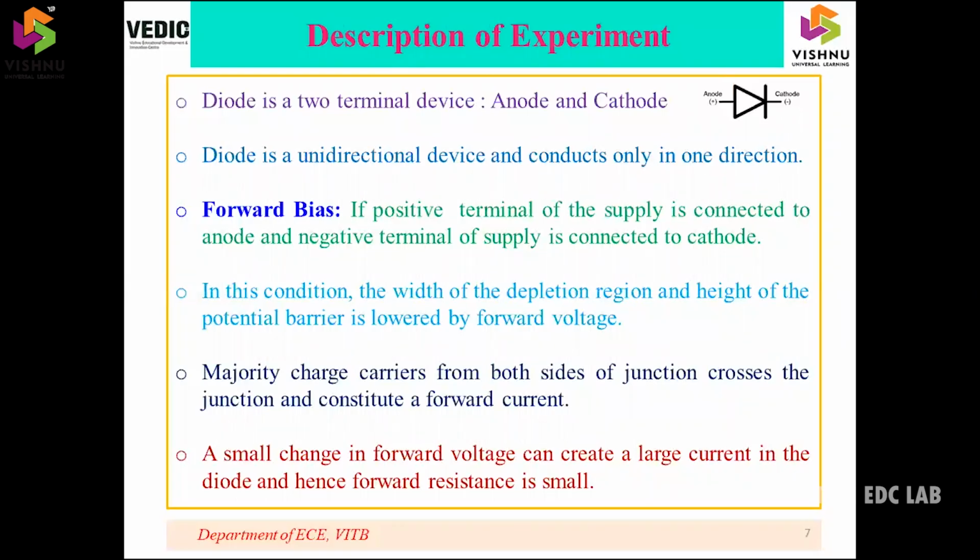Basically, diode is a unidirectional device and it conducts only in one direction. If the positive terminal of the supply is connected to anode, negative terminal of the supply is connected to cathode, then the diode is said to be forward biased. In this condition, the width of the depletion region and height of the potential barrier is lowered by the forward voltage. Hence, the majority charge carriers from both sides of the junction cross the junction and constitute a forward current which is very large. A small change in forward voltage can create a large change in the diode current, and hence the forward resistance of the diode is very small.